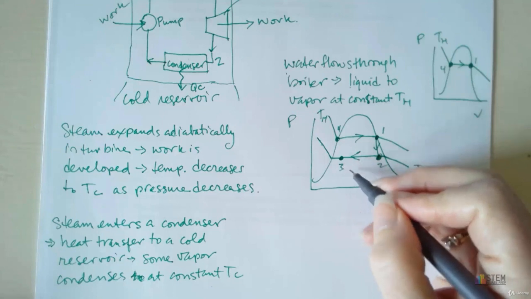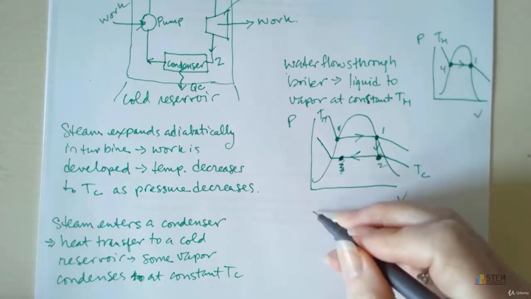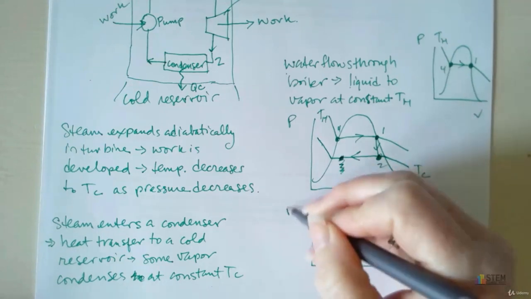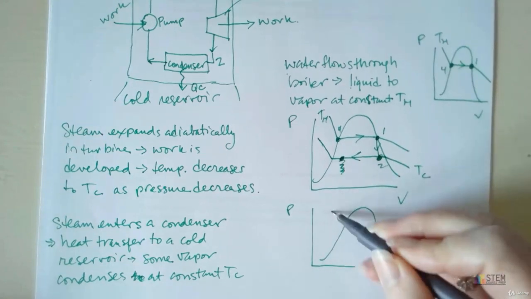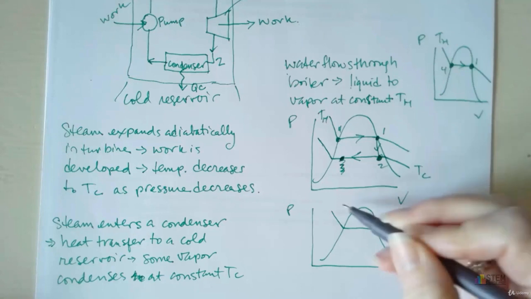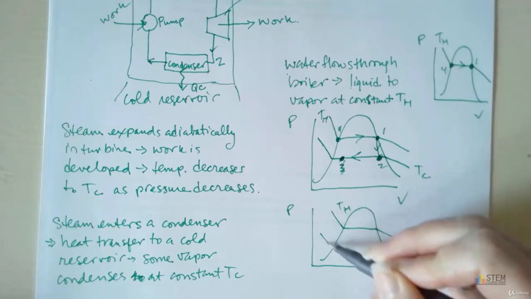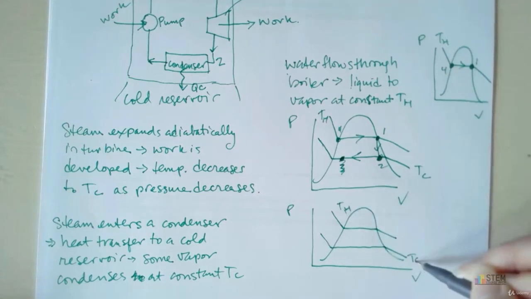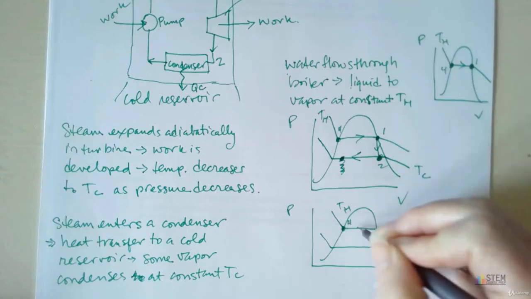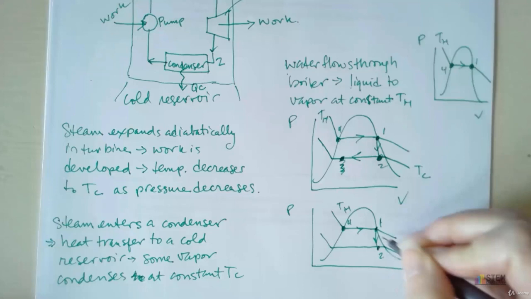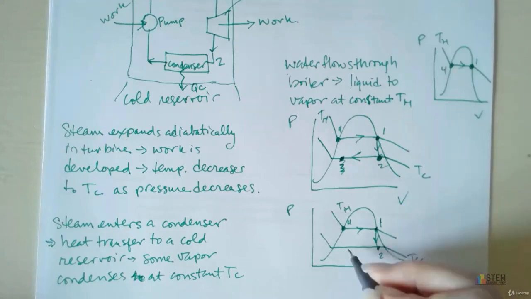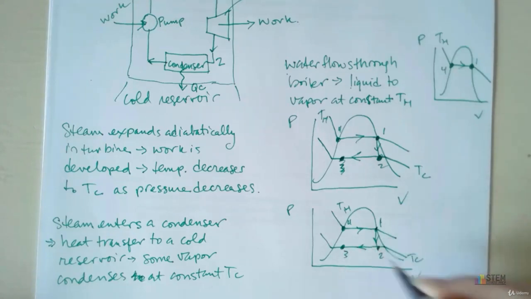Actually, I'm getting ahead of myself. Let's draw a new diagram, I forgot. It'll make more sense that way. Put our TH line, put the TC line, and let's redraw what we had. We went from 4 to 1, then down to 2. Now we have an isothermal process. Let's go over to 3. So this is what happens right here for this process.